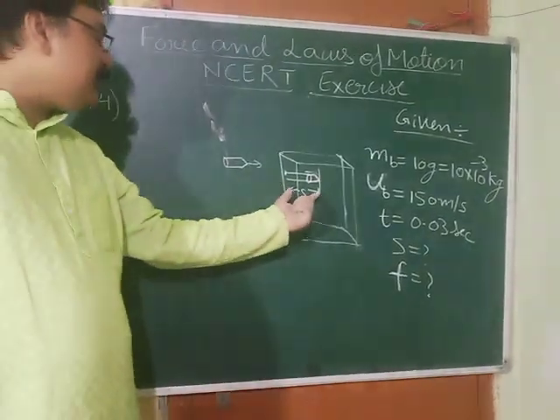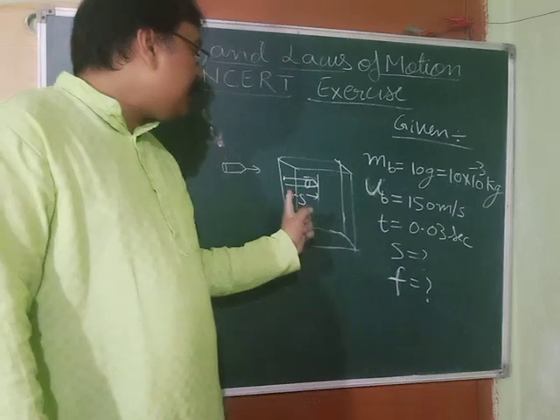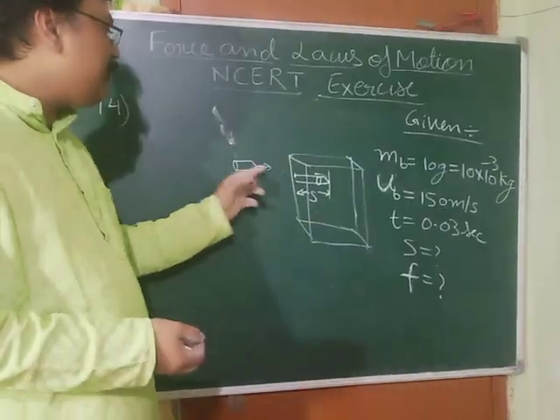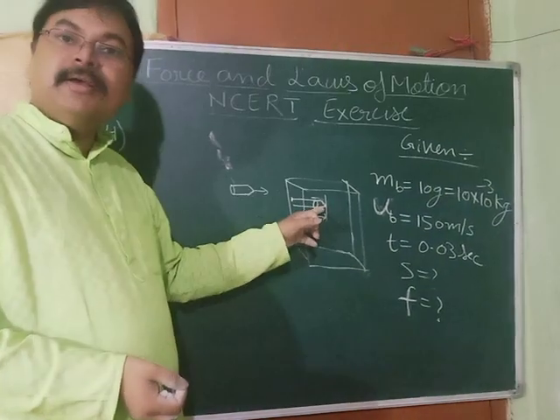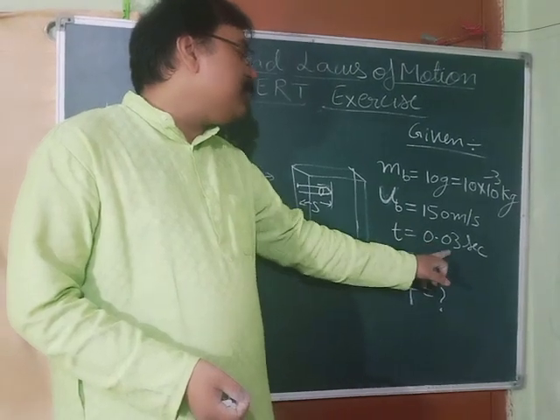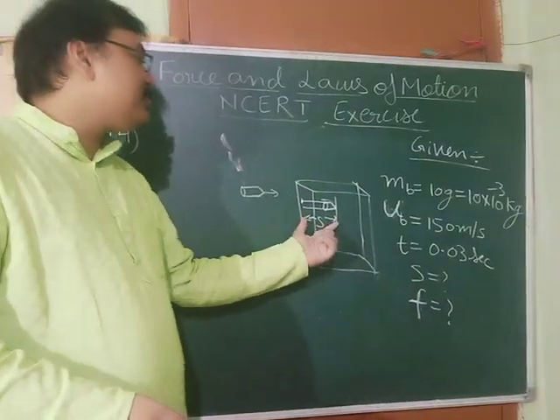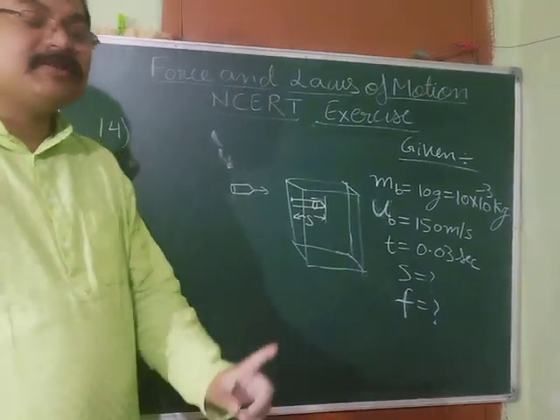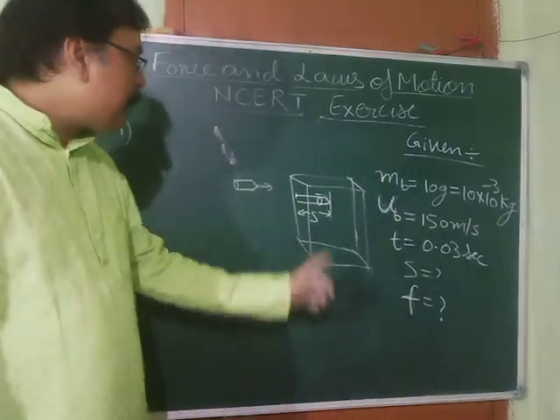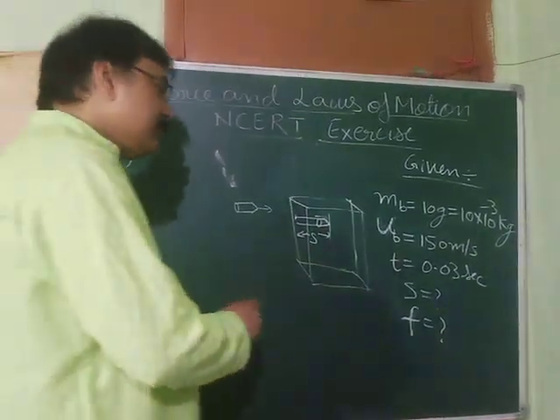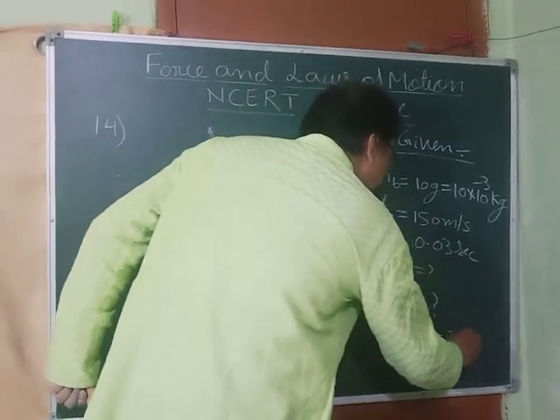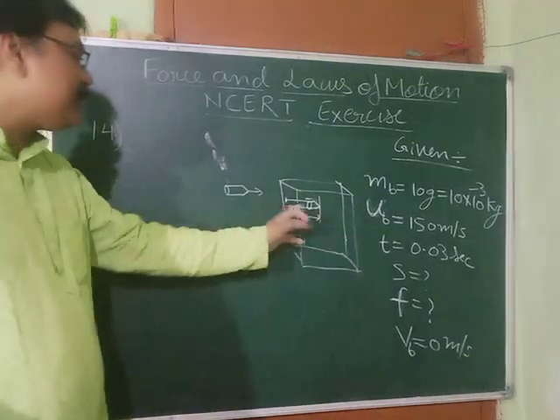And it travels inside this wooden block till how much time? That is 0.03 second. Okay, after hitting the surface, it starts penetrating, and till how much time it penetrates? 0.03 second. And in that time, how much distance it is traveling, that we have to tell. First thing. Second thing, its initial velocity was 150 meter per second, but finally what happened? Its final velocity is 0. Final velocity of the bullet is 0 meter per second. So it came to rest, that means.